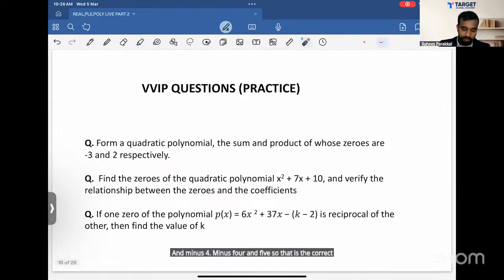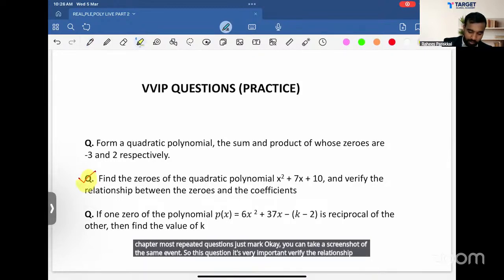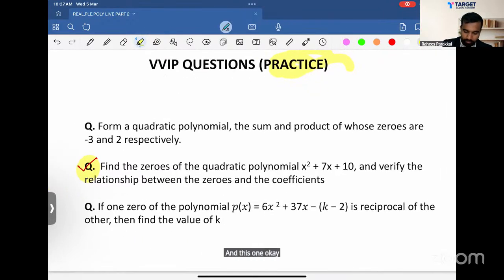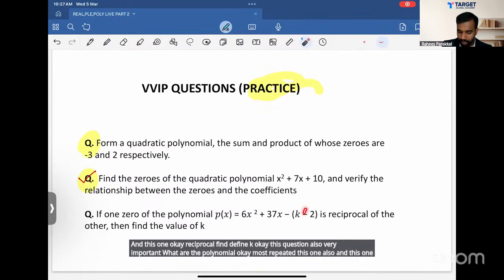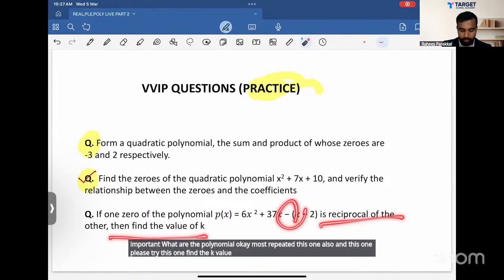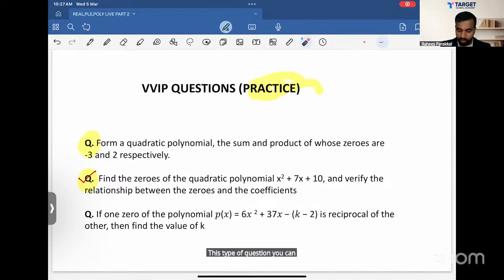So in this chapter, most repeated question, just mark. You can take a screenshot of the same even. So this question, it's very important. Verify the relationship between many times repeated this question. Go through this question. It's very important. Practice today itself. And this one, reciprocal, define k. This question also very important. Quadratic polynomial. Most repeated this one also. And this one, please try this one. Find the k value. Usually asking, it's a different type question. If you have any doubt regarding this type of question, you can ask. Test with me. Okay, that's it.